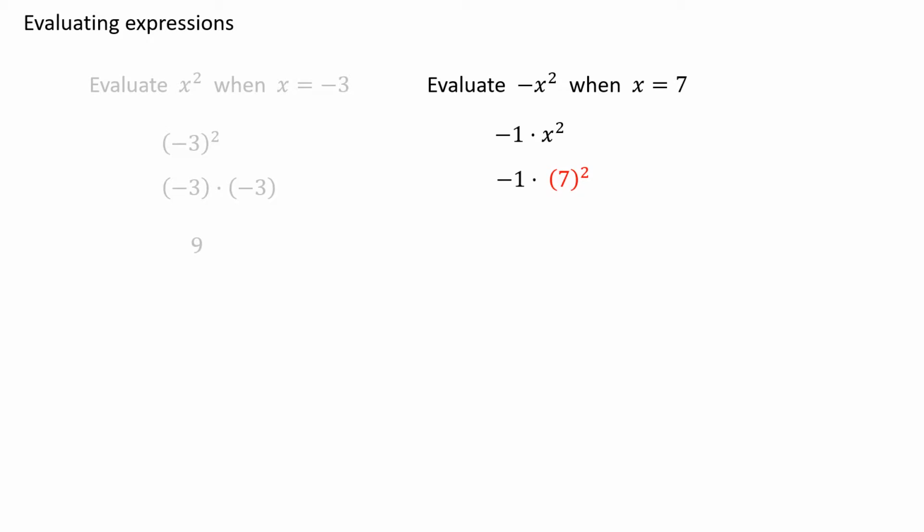As you'll recall, exponents come first. 7 squared, meaning 7 times 7, is 49. And now, let's not forget that a negative times a positive is a negative, and therefore negative 1 times 49 is negative 49.